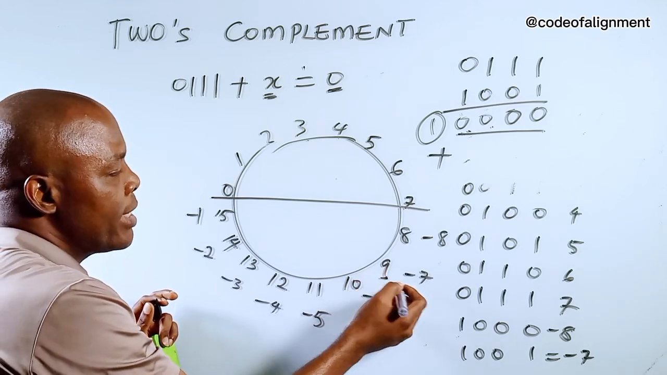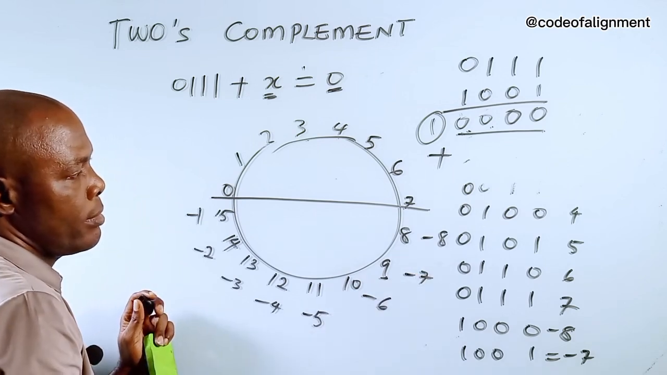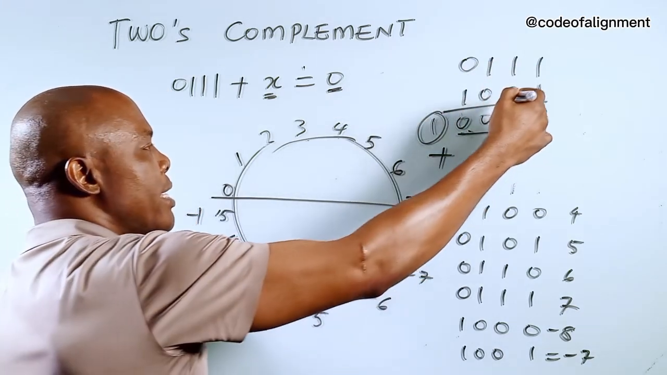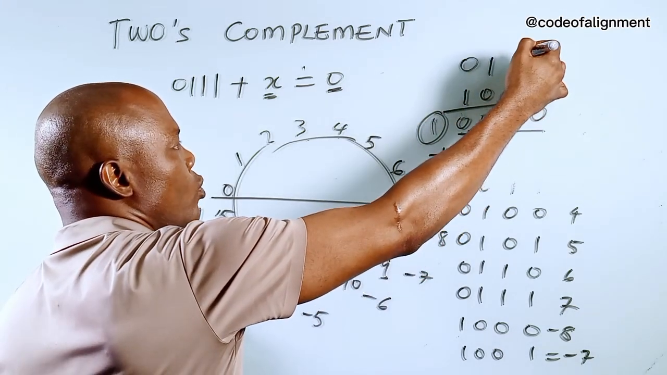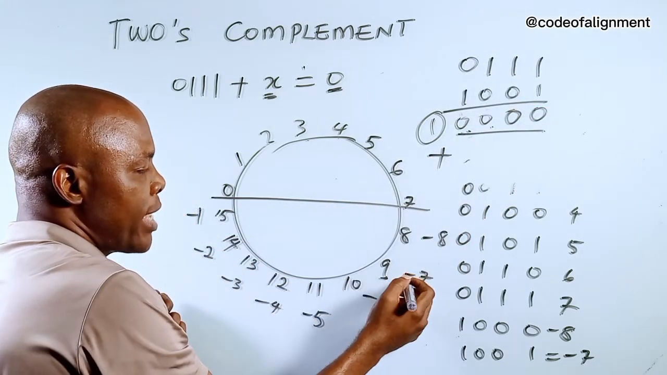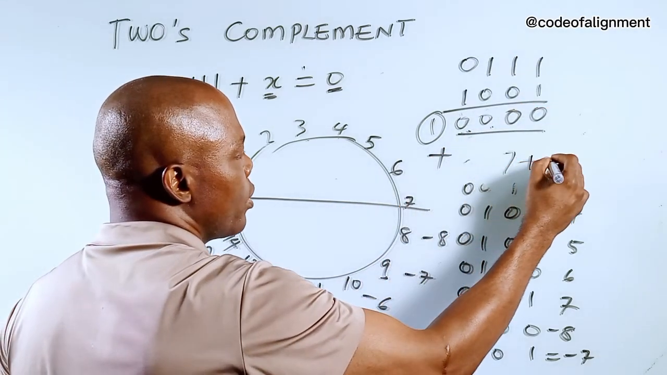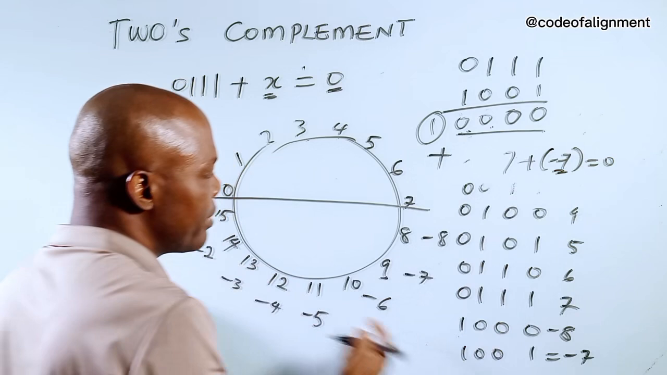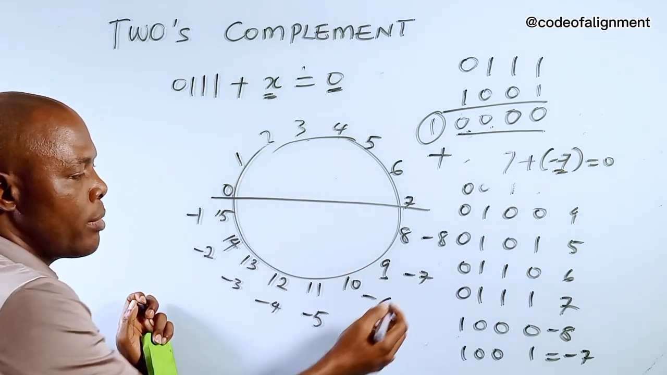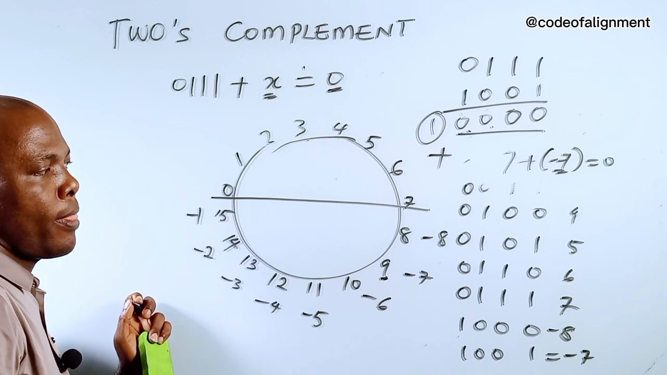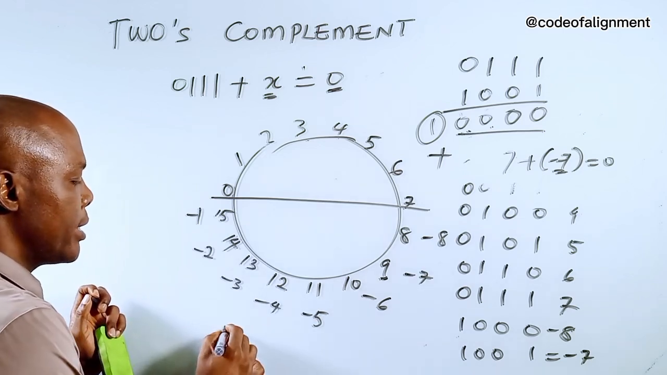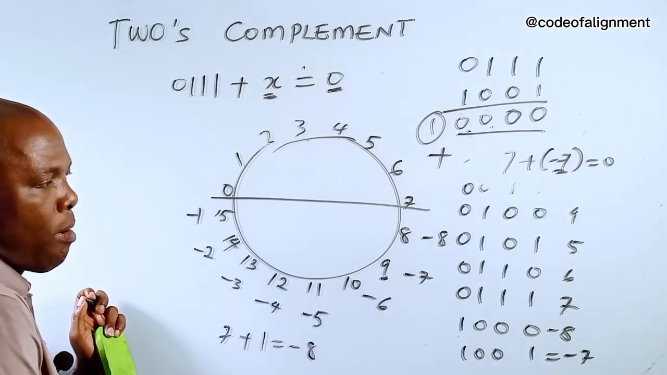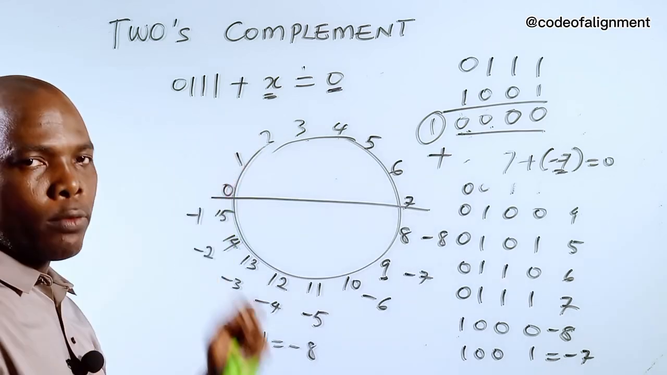So that 9 is what? Minus 7. You can see. So 9 is the number that when you add to 7 will give us 0. So that is minus 7. So 7 plus minus 7 will give us 0, right? So minus 7 in this 4-bit number system is what? 9. So that was why 7 plus 1 equals to what? Minus 8. So this is the concept of 2's complement.